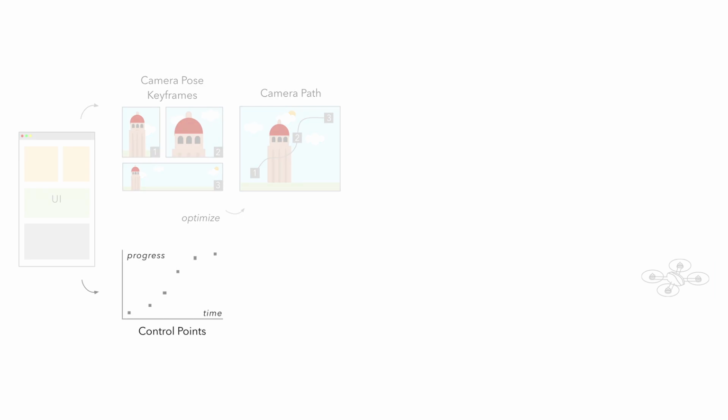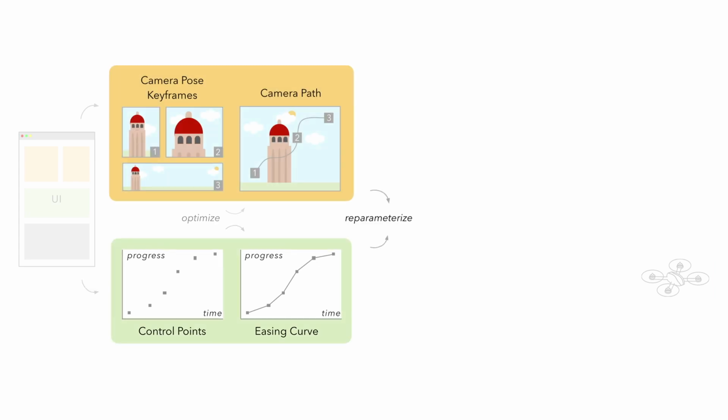Users also specify control points that define an easing curve. This specifies the camera's progress along the path, giving the user precise timing control independent of the geometry of the path. The camera path is reparameterized using the easing curve to generate a camera trajectory as a function of time.